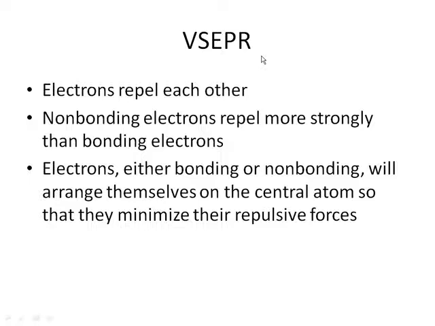The other big key idea here is that electrons, either bonding or non-bonding, because they repel each other, will arrange themselves on the central atom so that they minimize that repulsion. It's just like when you go into a cafeteria to have lunch: you sit with the people that you like, and you try to avoid the people that you don't like. You're trying to minimize your repulsion from them. Same idea with electrons.